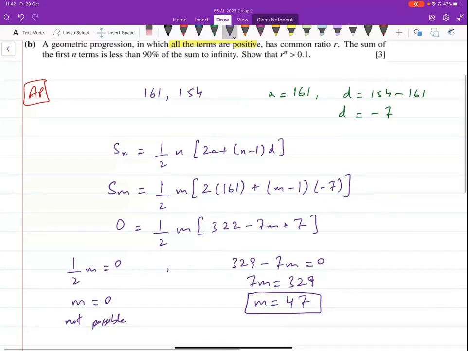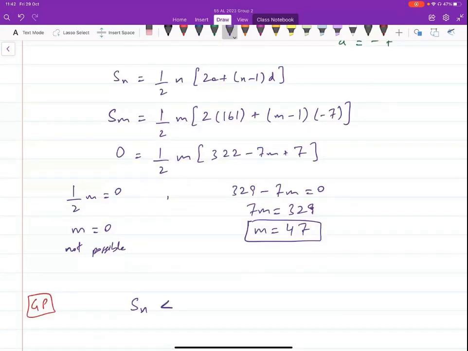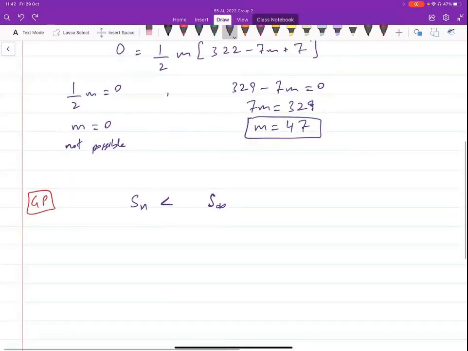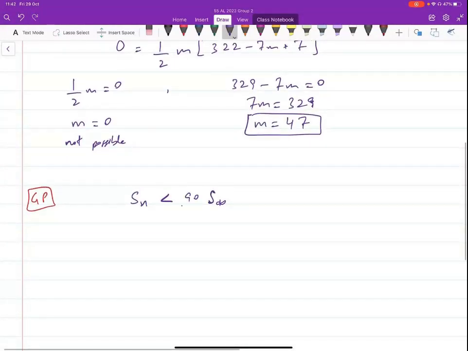How do you write this? Less than what? Sum to infinity के साथ क्या आ रहा होगा? 90% of sum to infinity. How do you write that? Multiply by 90 over 100, right? So we're essentially looking for 90% into sum to infinity. 90% का मतलब है 90 over 100, or you can say 0.9. That is what you have. ठीक है? All you have to do now is input the formulas.